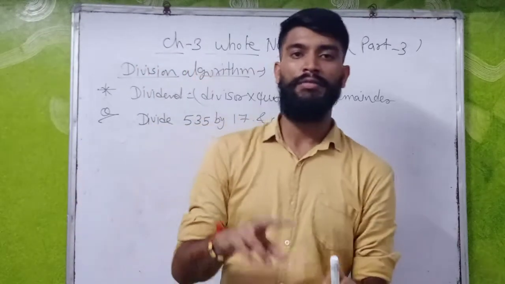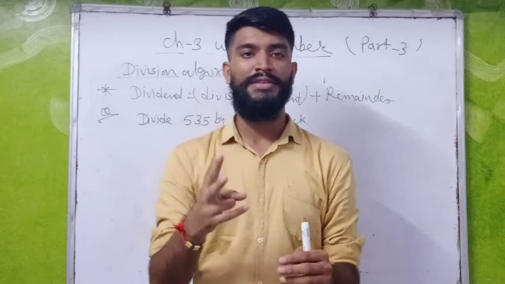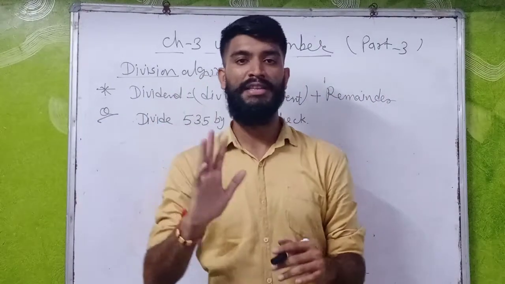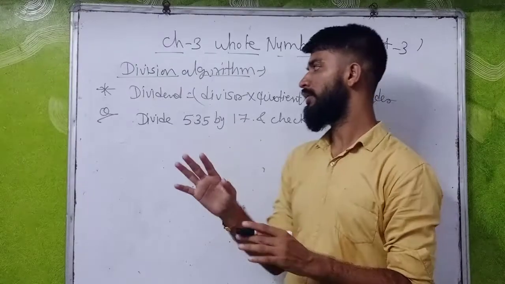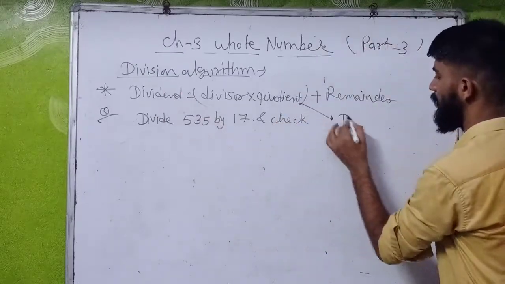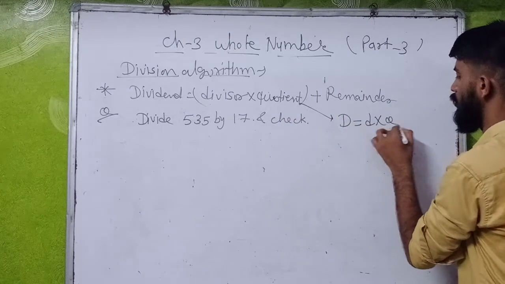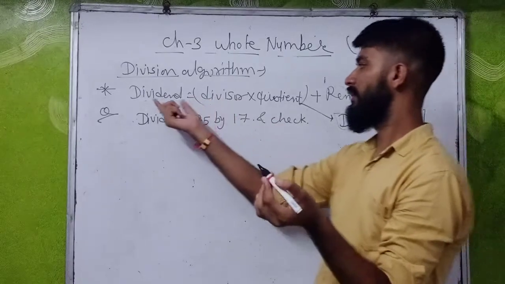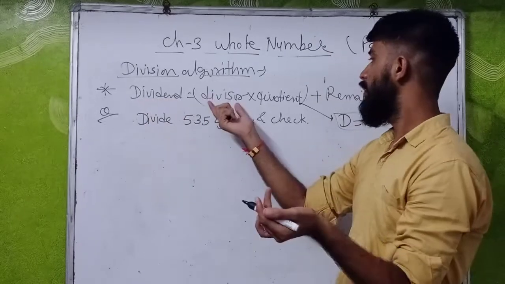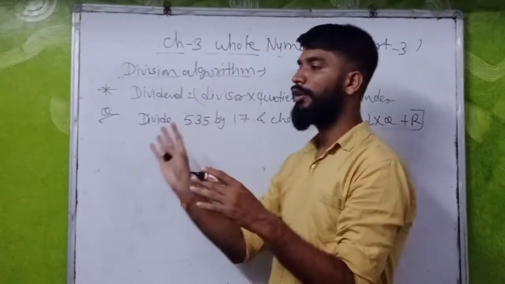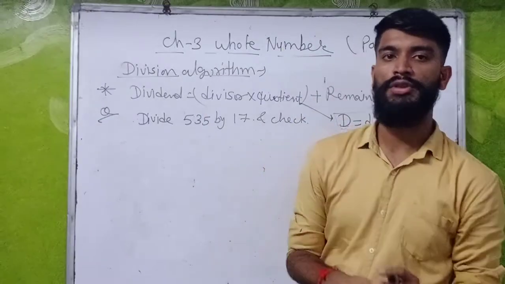Now in this class, we have to discuss two major topics. First is the division algorithm and second is the magic square. The division algorithm is, in short, this formula: capital D equals small d into q plus r, where D is the dividend, d is the divisor, q is the quotient and r is the remainder. This algorithm is used for checking whether your answer is right or wrong.